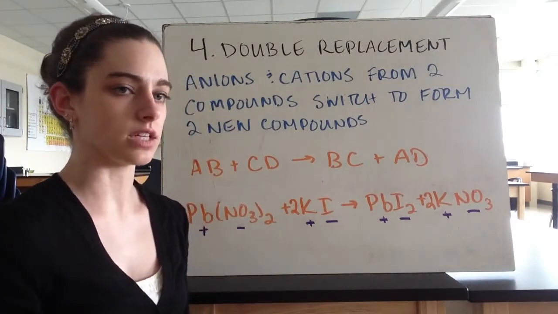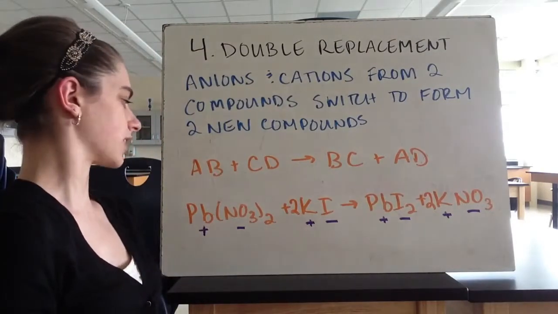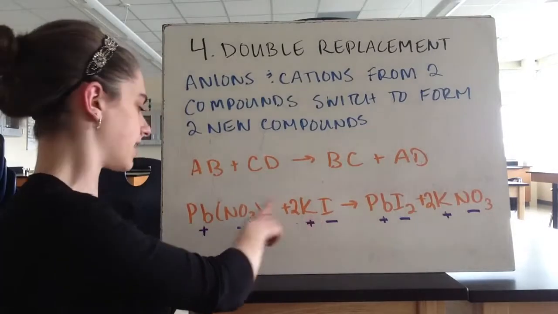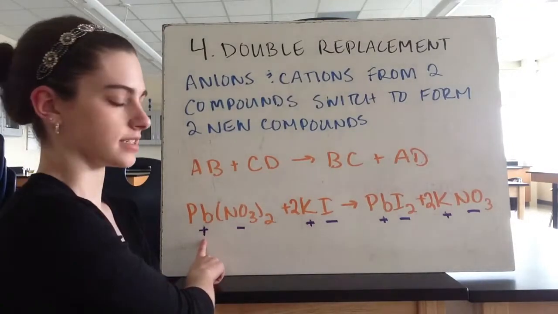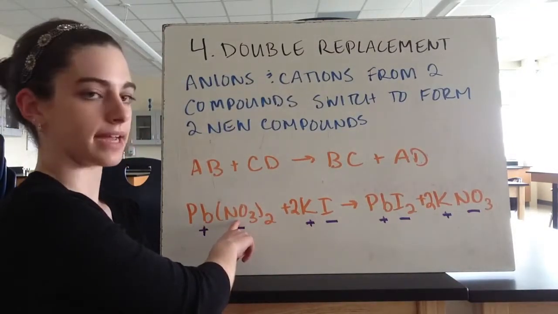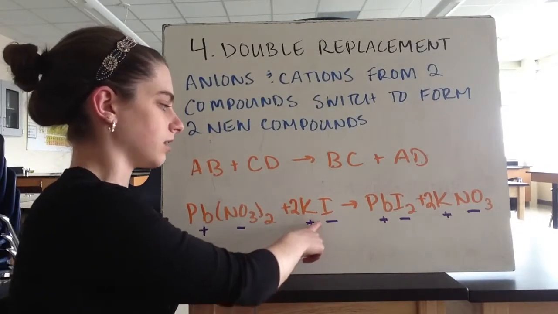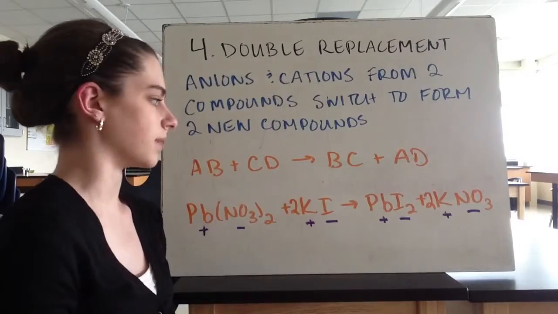It's a little confusing in general terms, so let's look at a specific reaction. We have lead 2 nitrate reacting with potassium iodide. Lead we know is a metal, it has a positive charge. Nitrate is a polyatomic ion, it has a negative charge. Potassium has a positive, it's a metal. Iodine has a negative, it's a nonmetal.